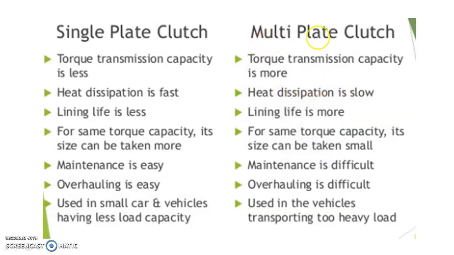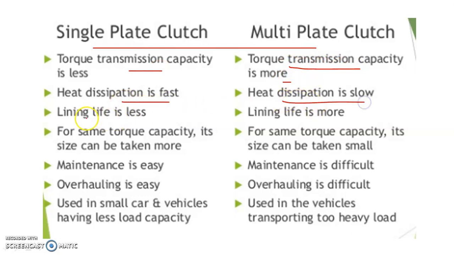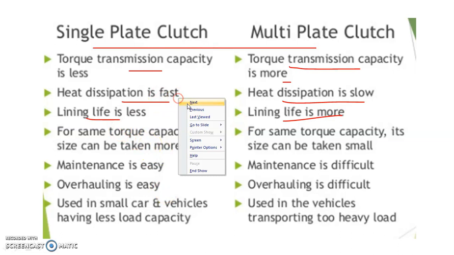Single plate clutch, multiple plate clutch. This is the difference. Torque transmission capacity is less. Torque transmission capacity is high. Heat dissipation is fast. Heat dissipation is slow. Lining life is less. Lining life is more. So this way we can differentiate between these two types of clutch by these points.